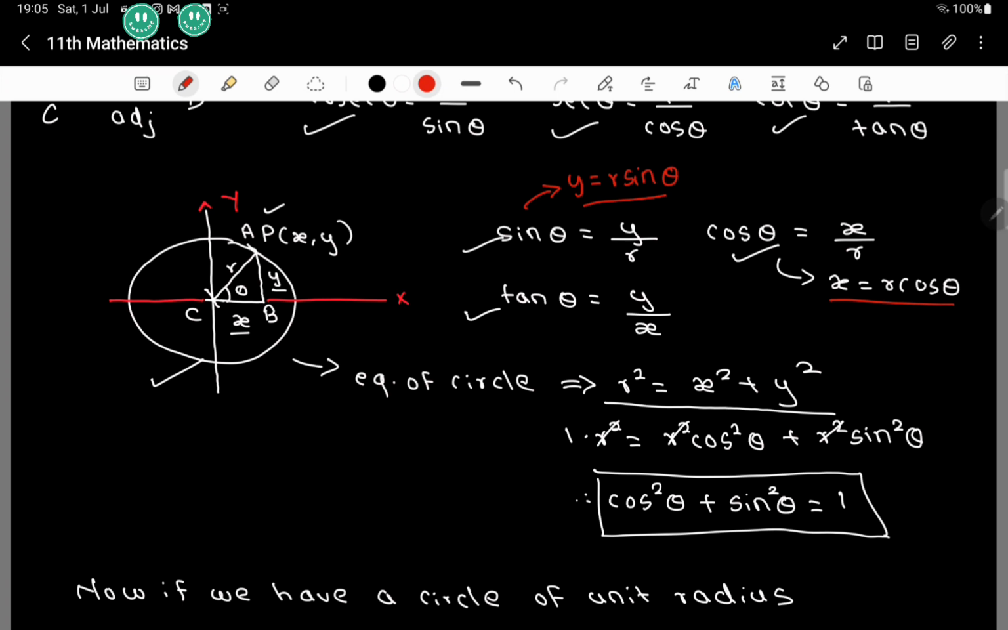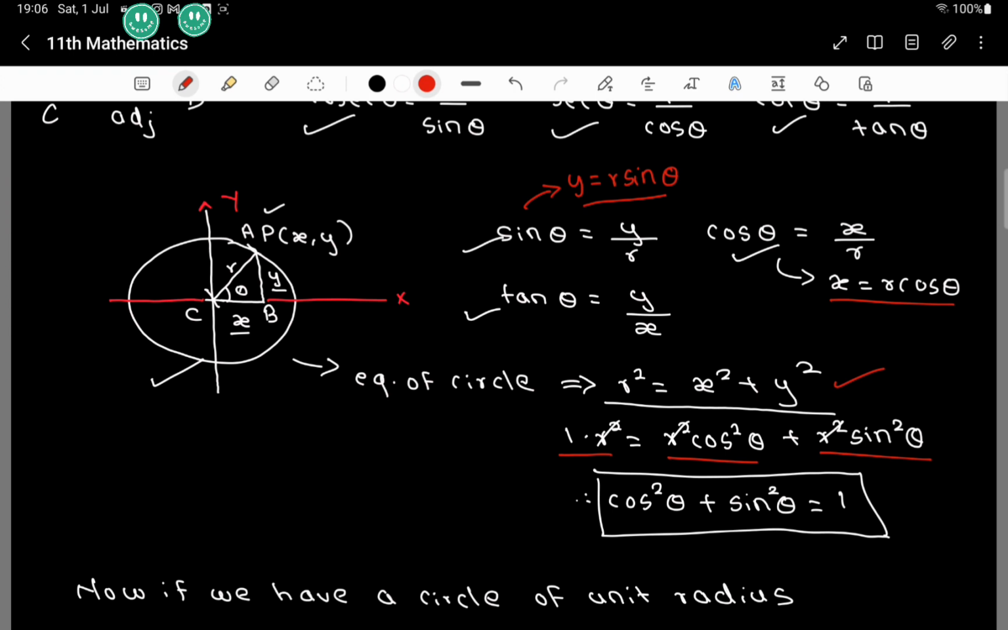Now we have to substitute these values for x and y in the equation r square is equal to x square plus y square. So in place of x square, we have r square cos square theta. In place of y square, we have r square sin square theta, and r square can be written as 1 into r square. On all the sides we have r square, so we'll cancel that r square, which is basically dividing the whole equation by r square.